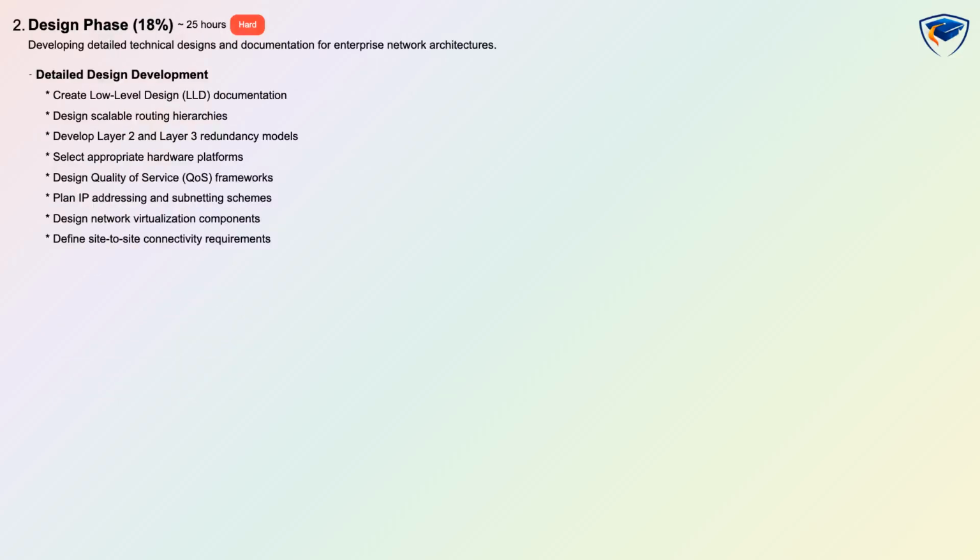Design phase is 18%, hard, with roughly 25 hours and conceptual plus scenario-based assessments. This domain teaches creating low-level design documentation and designing scalable routing hierarchies along with Layer 2 and Layer 3 redundancy models. You will learn to select appropriate hardware platforms, design cost frameworks, plan IP addressing and subnetting, and define network virtualization and site-to-site connectivity requirements.